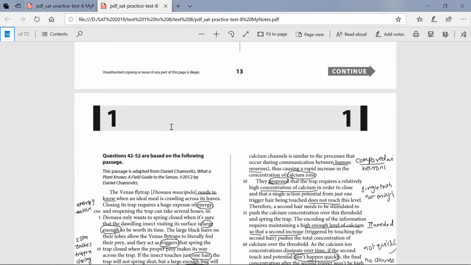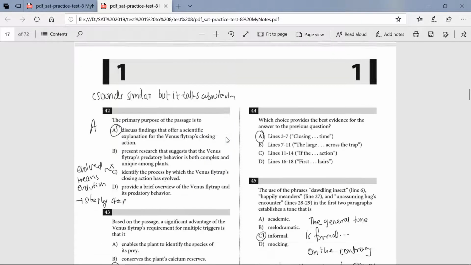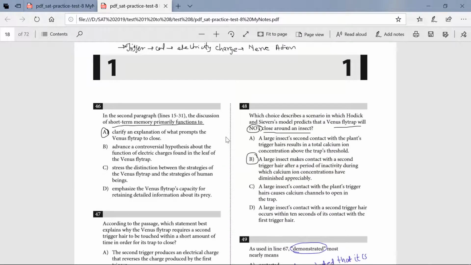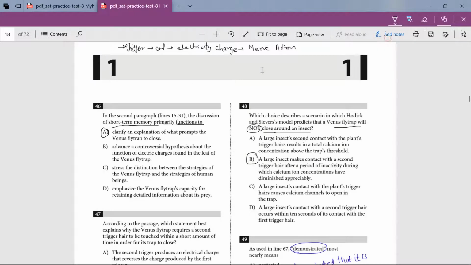Okay, so let's go straight to one of the questions in this passage, which is question number 46, and let us read this question together. Only the question. In the second paragraph, line 15 to 31, the discussion of short-term memory primarily functions to... Now, one more important thing: whenever you read the question, keep on marking it, like the way I have marked line 15 to 31. I'm not concerned about anything else. Line 15 to 31 is the only thing I'm focused on.